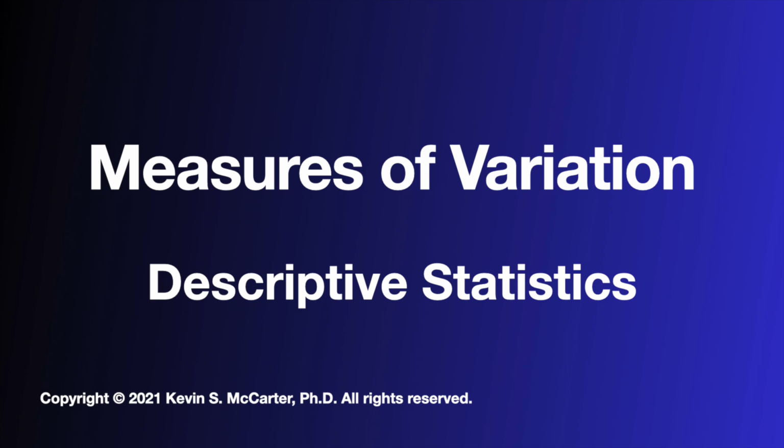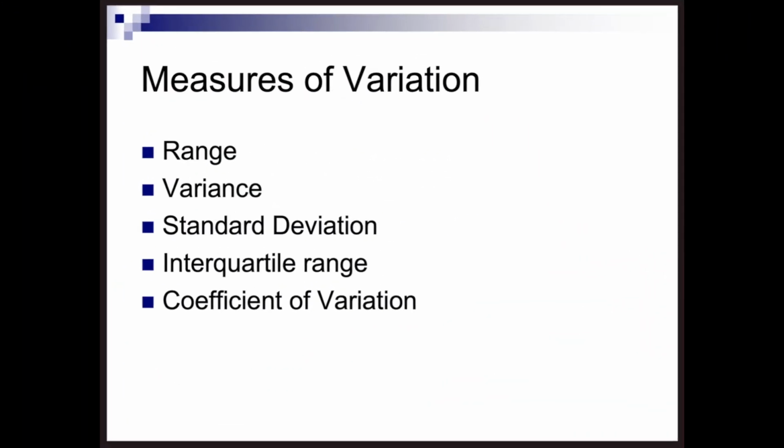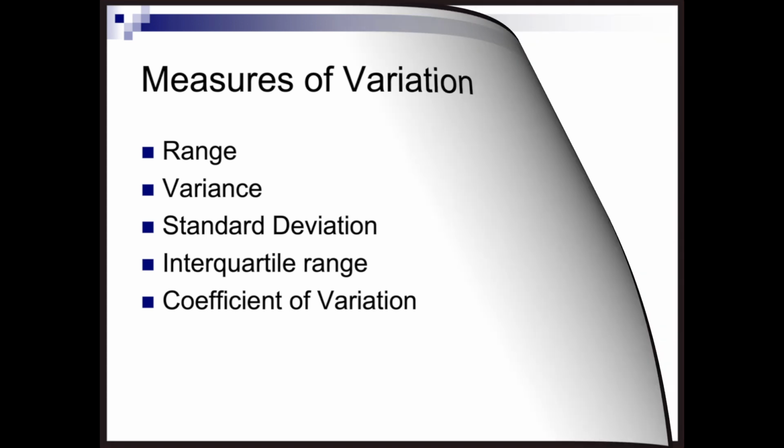Next, we look at measures of variation. Now, measures of variation tell us how spread out a data set is. We'll be looking at a number of measures of variation, including the range, the variance, the standard deviation, the interquartile range, and the coefficient of variation.